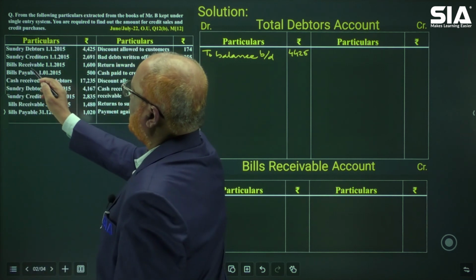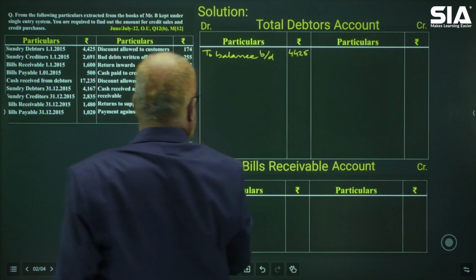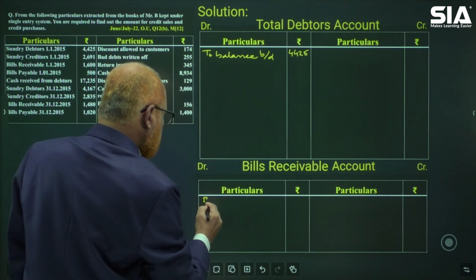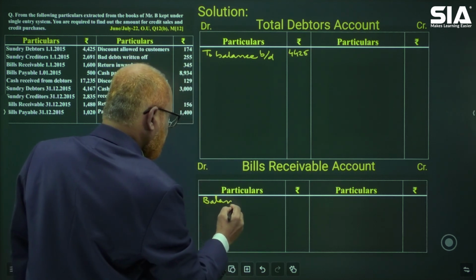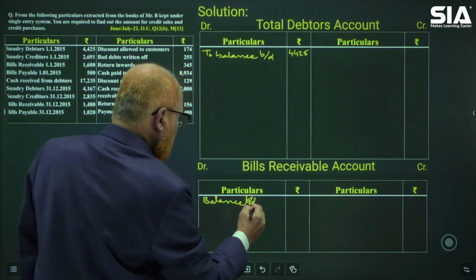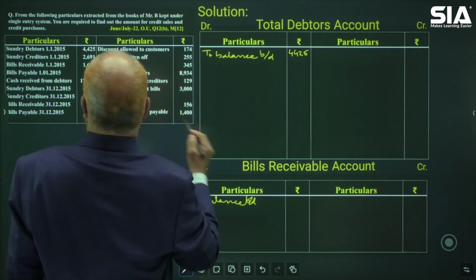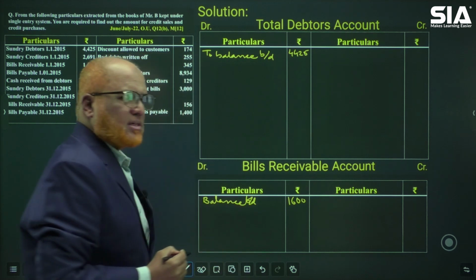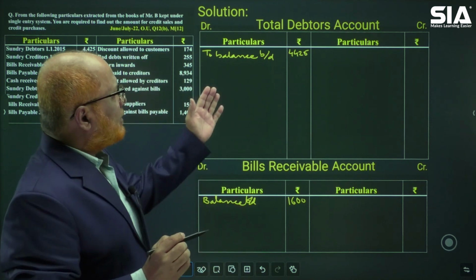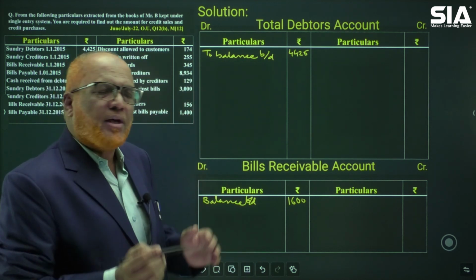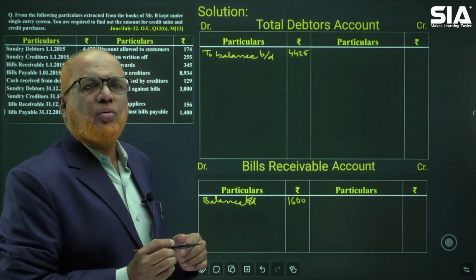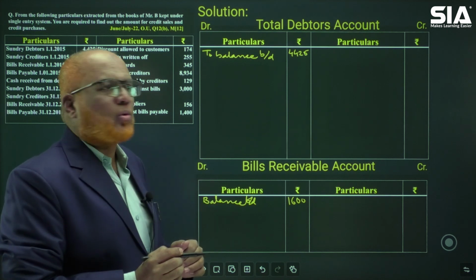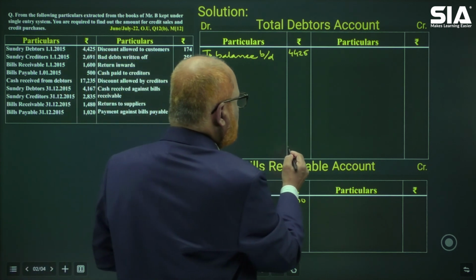Then opening bills receivable. You can see here bills receivable on 1st January 1600. So balance brought down, balance bills receivable 1600. We have taken the opening debtors, opening bills receivable. Similarly, at the same time, you can take the closing balances. The closing balances will be taken on the opposite side.